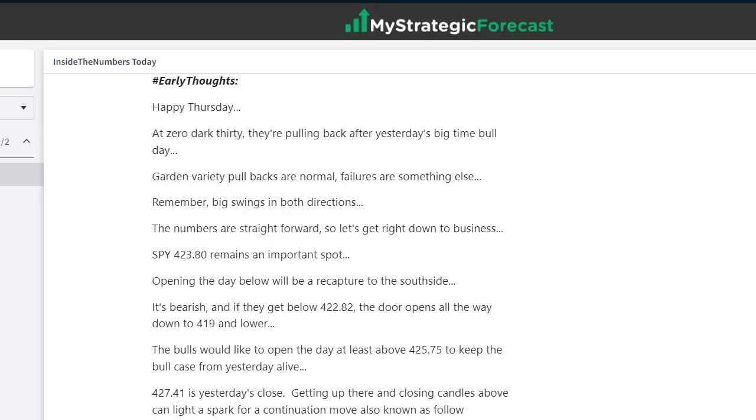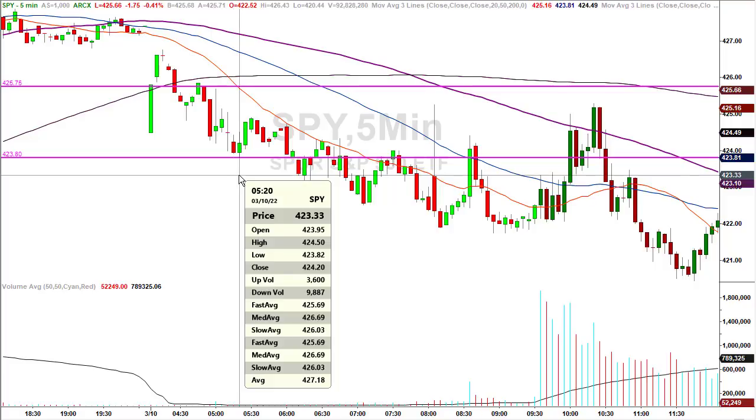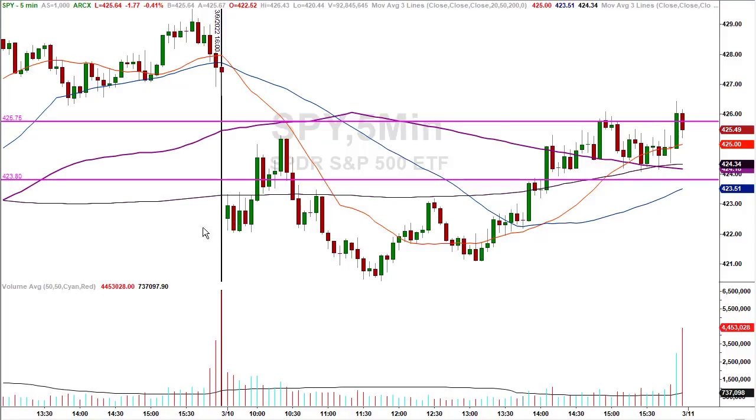423.80 remains an important spot. We know that one from yesterday. Opening the day below will be a recapture to the south side. This includes the pre-market activity, 423.80, and you can see here, look at the low in this candle, 423.82. They're playing games with this area. Whether the actual price is a couple of pennies above or below is irrelevant. 423.80 is the number we're using, and you can see this general zone was absolutely important both in the pre-market and also early on in the regular session. They opened below, they tried to get up above, they spiked it, but then they fell away again.